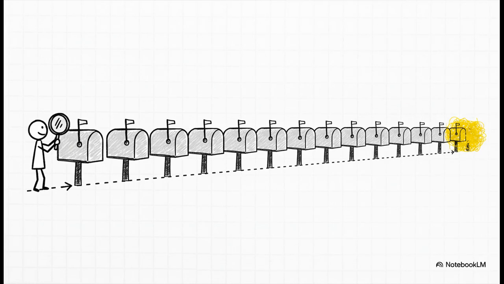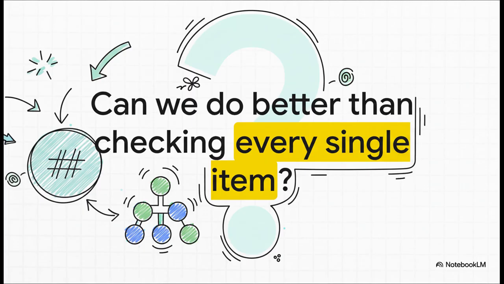And right here, we hit our first huge roadblock. What if you're looking for a user named Alex, but you have no idea what their index number is? Well, you've got no choice. You have to start at mailbox 0 and check every single one by one, until you find them. This is a linear search, or O of n, and for our app with millions of users, it's an absolute disaster.